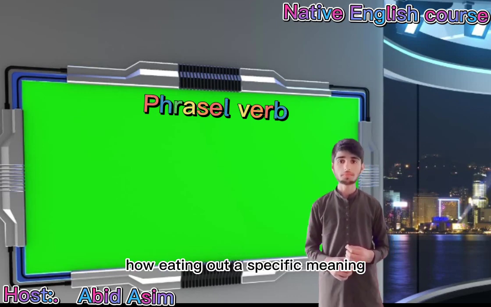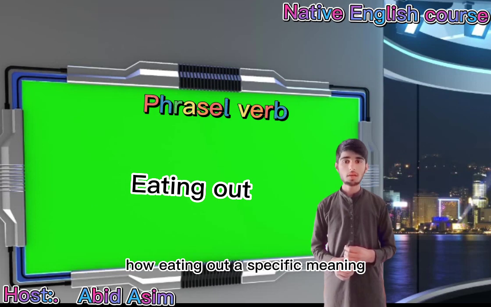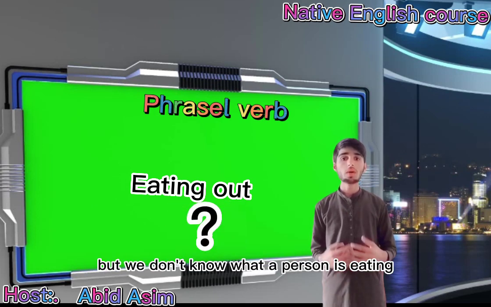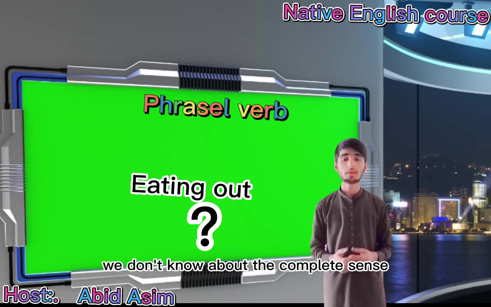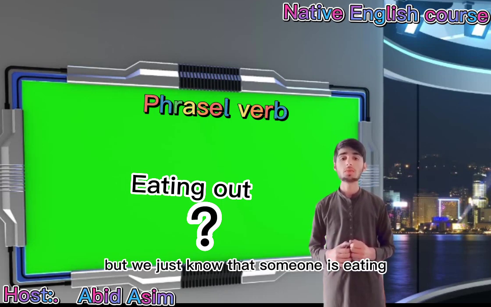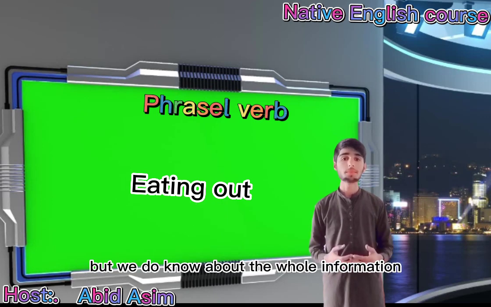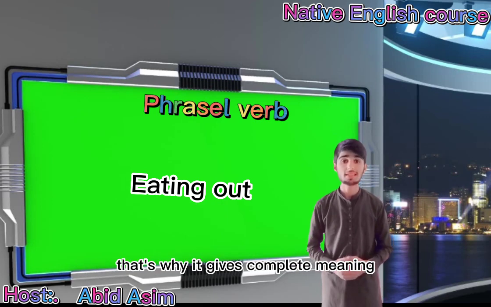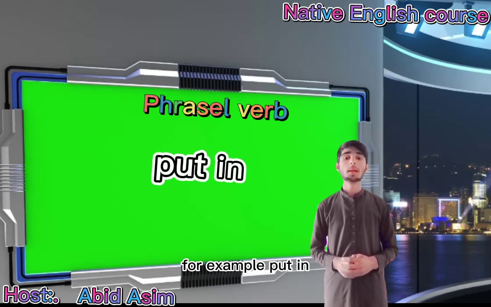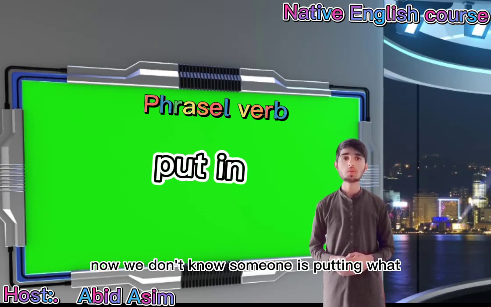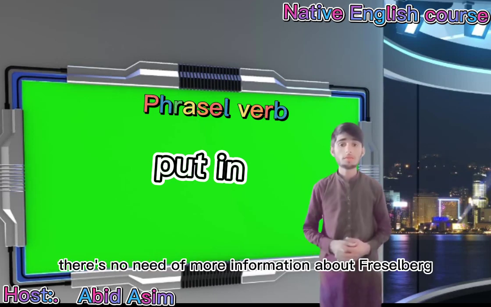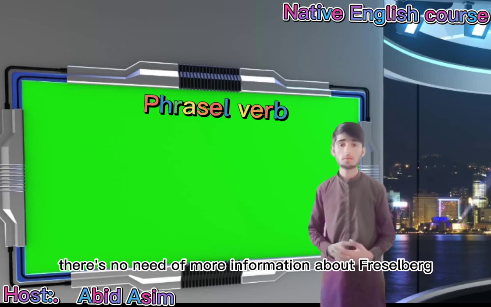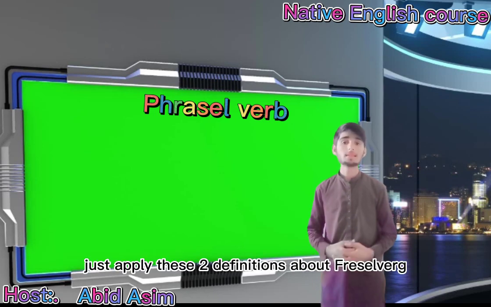How? Eating out has a specific meaning, but we don't know what a person is eating, or when a person is eating. We don't know the complete sense, we just know that someone is eating, but we don't know the whole information. That's why it gives an incomplete meaning. For example, put in, now we don't know what someone is putting, or where, or when. So there's no need for more information about phrasal verbs. Just apply these two definitions.